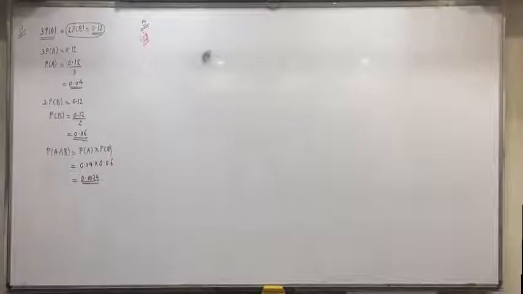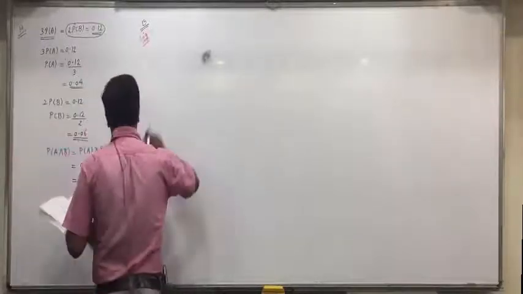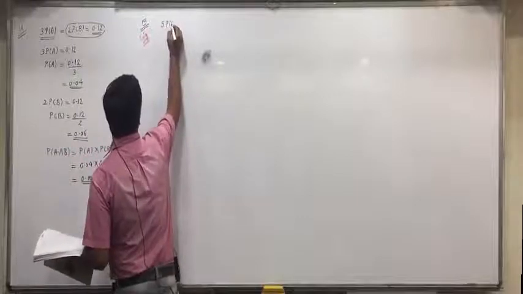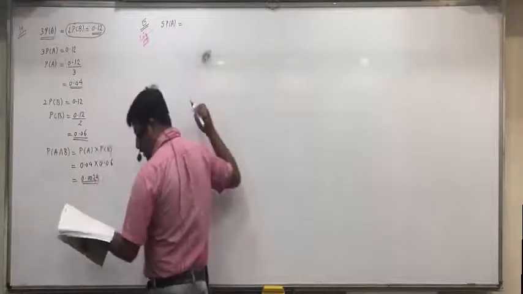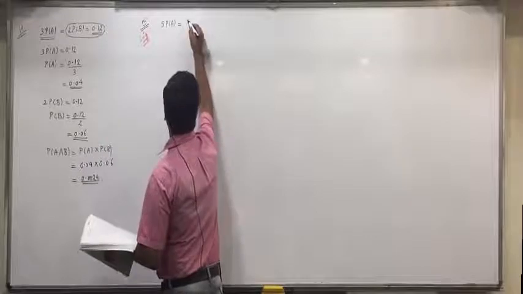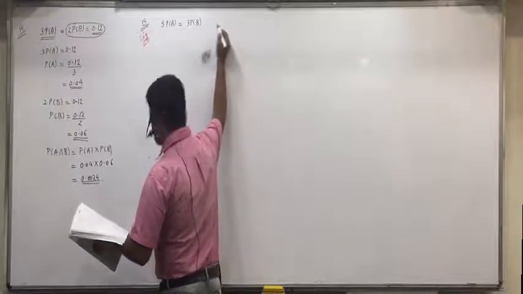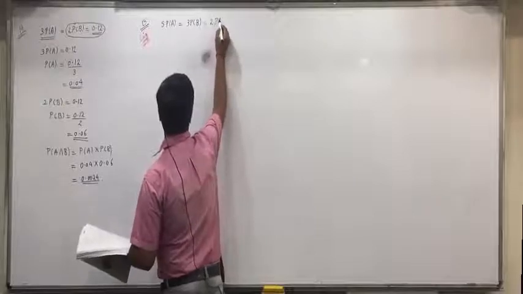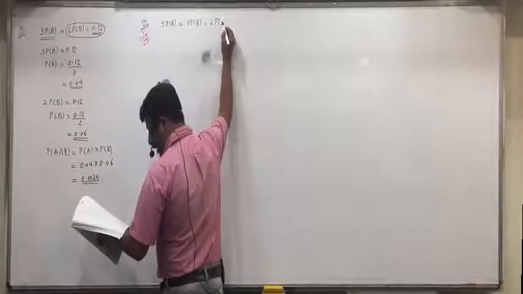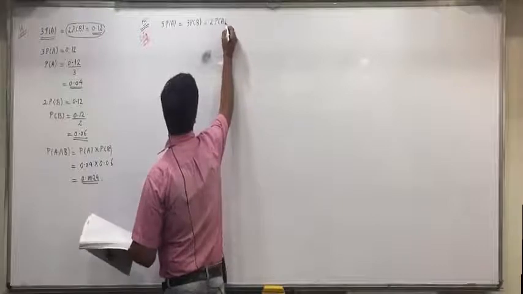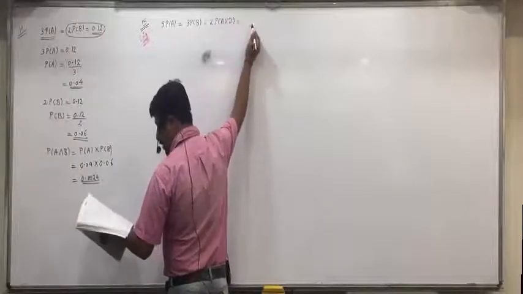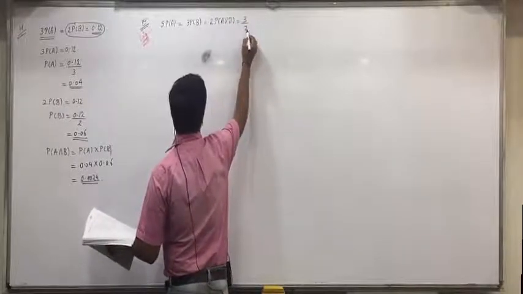You see here now, if 5P(A) is equal to 3P(B) is equal to 2P(A union B) is equal to 3 by 2.